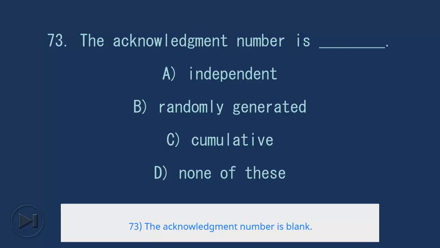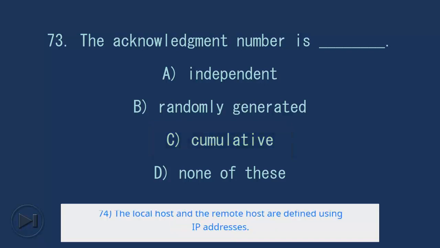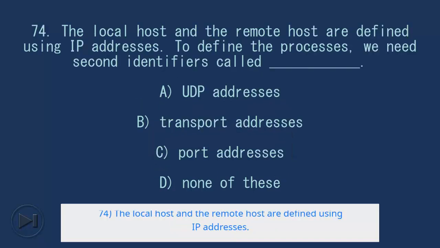73. The acknowledgment number is blank. A, independent. B, randomly generated. C, cumulative. D, none of these. Answer, C, cumulative.